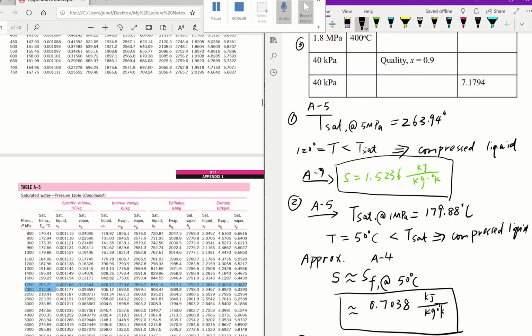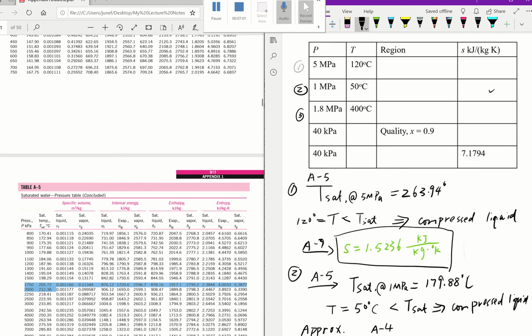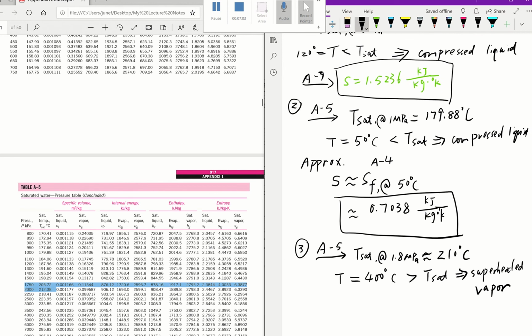However, our temperature here is 400 degrees, way greater than this Tsat. Then we know this is going to be superheated vapor, because in the superheated vapor region, the temperature is greater than the saturated temperature. So knowing that, we want to go find our S.